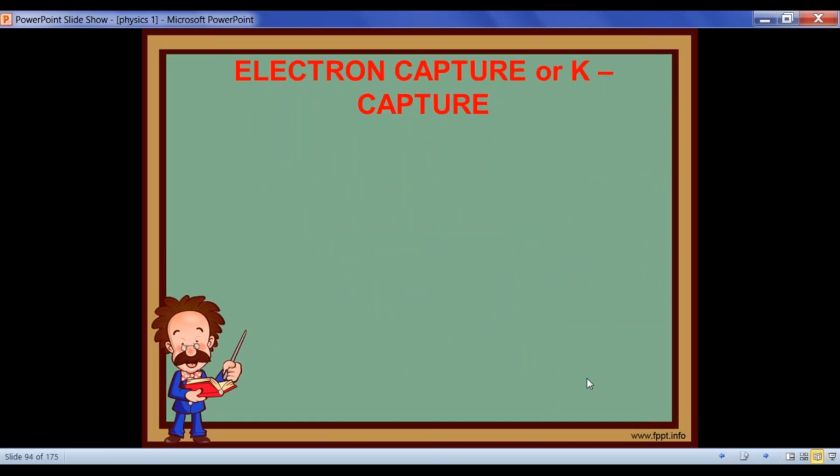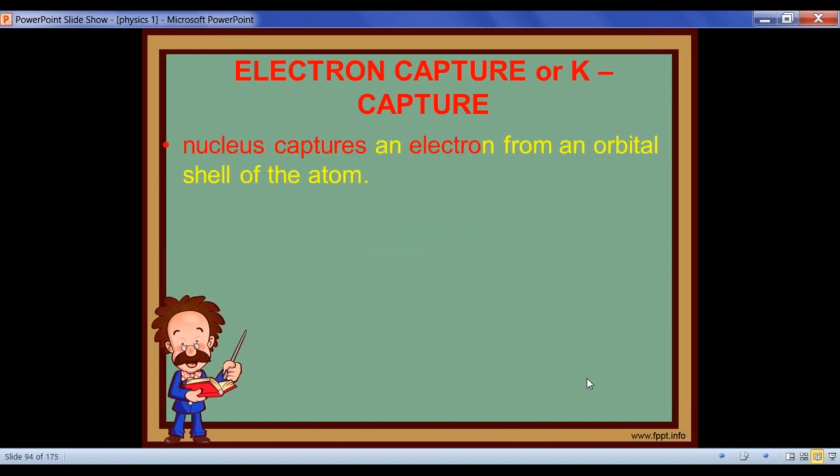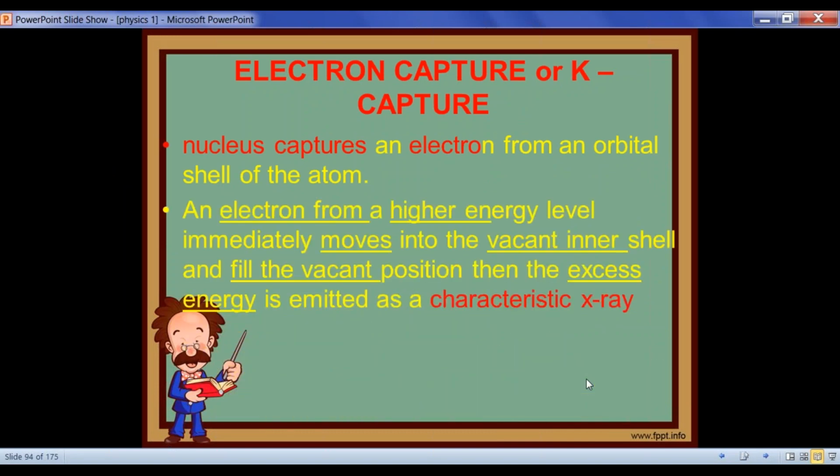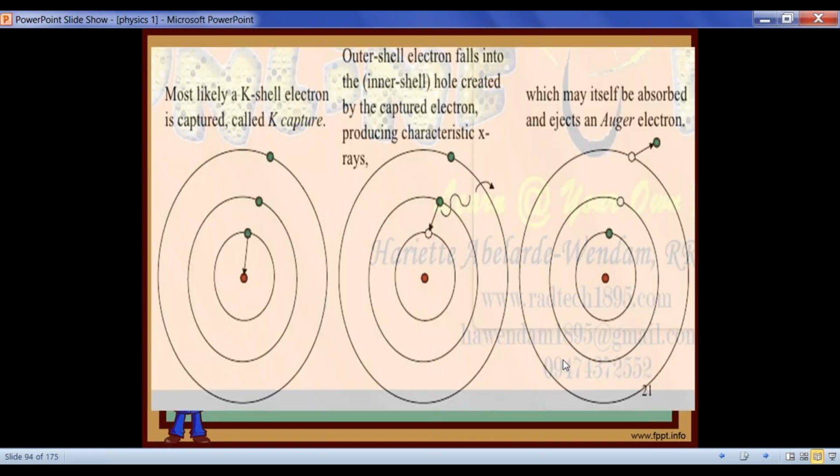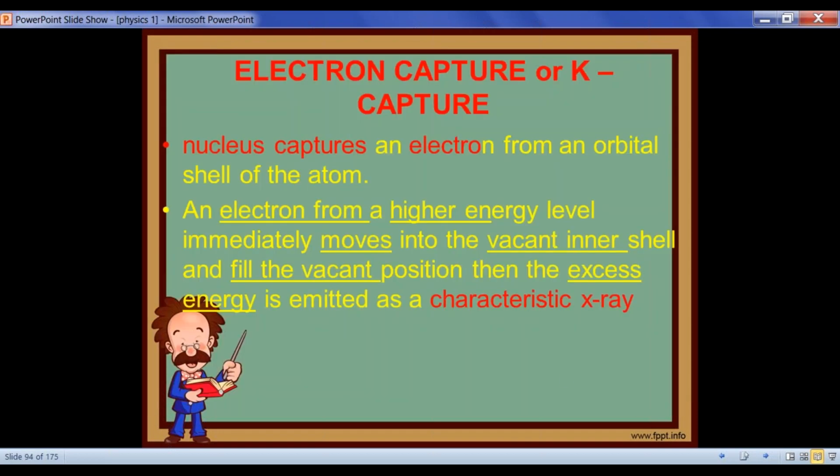So, electron capture or K capture. Nucleus captures an electron from an orbital shell of the atom. An electron from a higher energy level immediately moves into the vacant inner shell and fills the vacant position when the excess energy is emitted as characteristic X-rays. So, sa electron capture naman po, ito po yun. So, we will transfer again sa kabila.